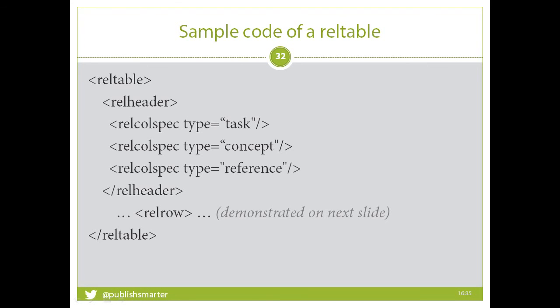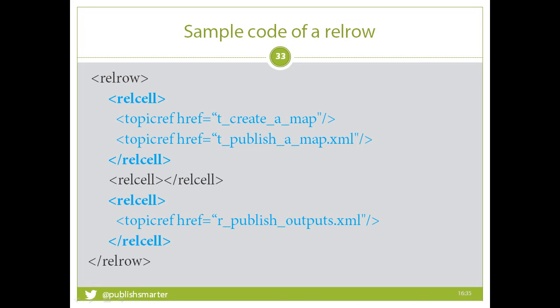Let's go take a look at some of the rel rows. Inside one row of the rel table, I have 3 cells. One of them is in black because it doesn't have anything. Remember, I also said think about the 3 columns. So the first one is just tasks, the second is a set of concepts, and the third is a collection of any references. Here I have 2 tasks, create a map and publish a map, and I want both of them to be aware that they should link to publish outputs, which is a reference. And the reference should link back to both tasks.